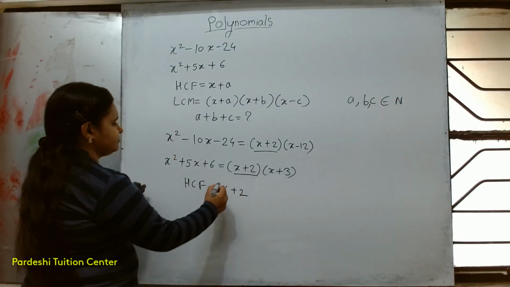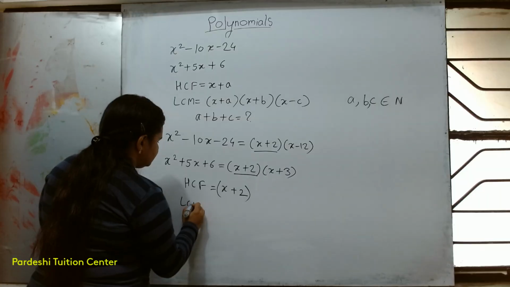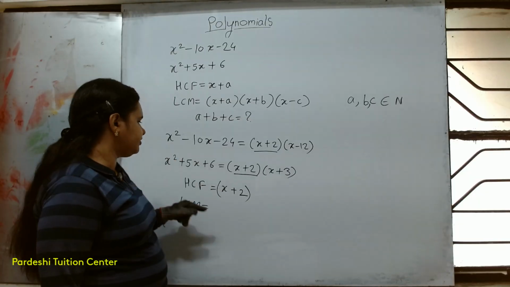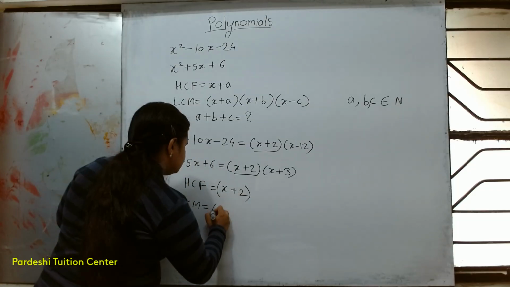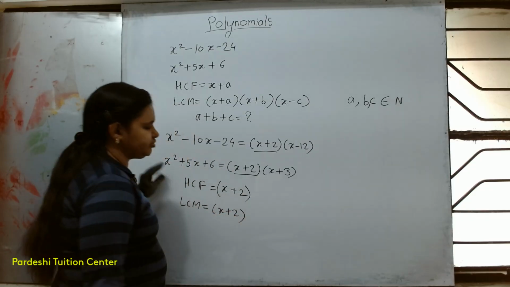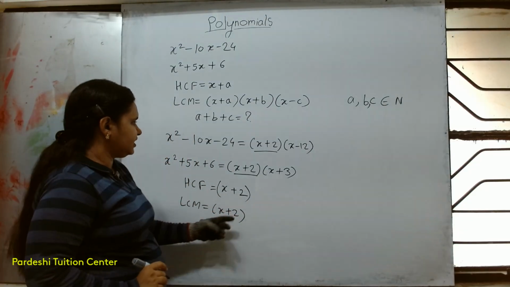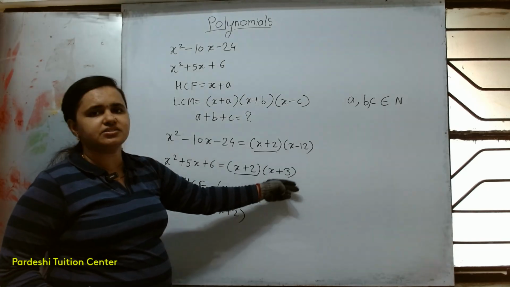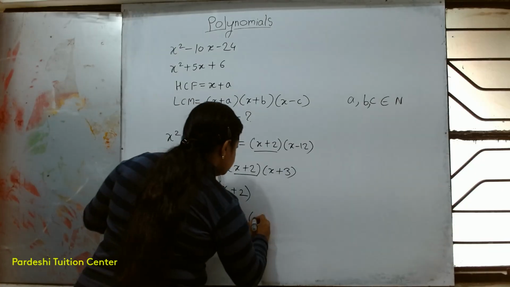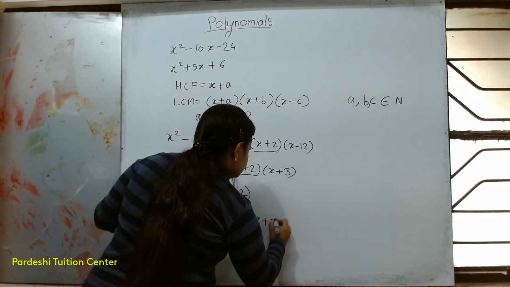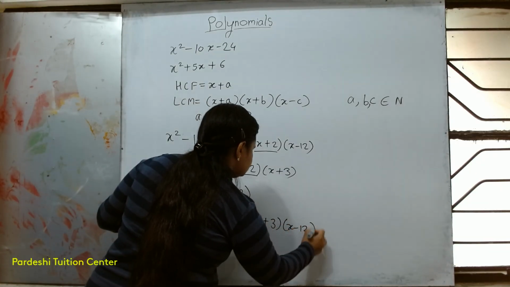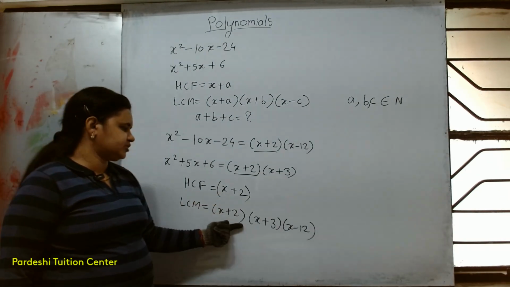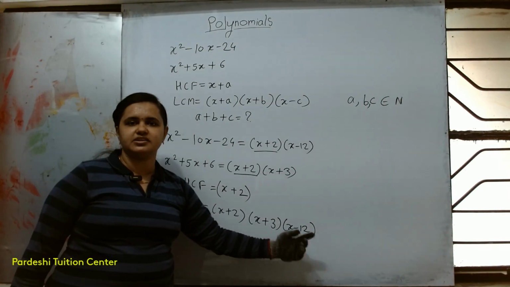Now in the LCM we will take common factors as well as uncommon factors. So first I will write the common factor. The common factor should be written only once. Now I have written the common factor. Now the uncommon factors. Uncommon factors are x plus 3 and x minus 12. Okay, HCF is x plus 2 and LCM is x plus 2, x plus 3 and x minus 12.